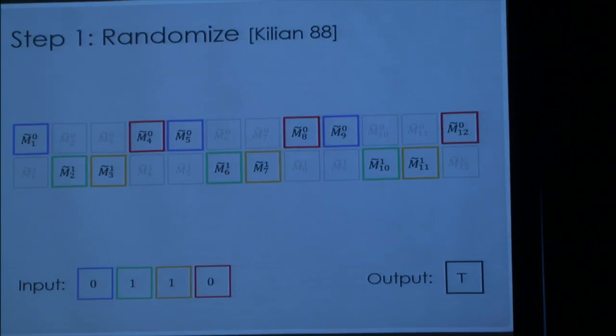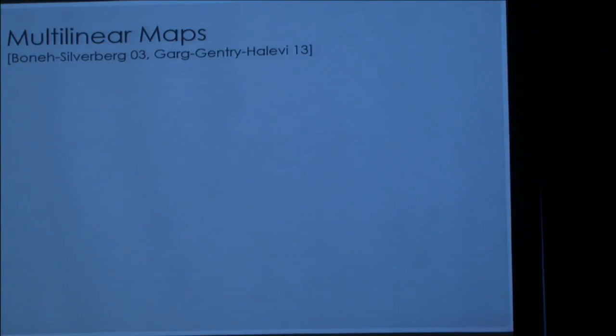So we're not going to stop here. The next step will be to encode these matrices using a multilinear map. So I already told you what multilinear maps look like, but now we'll need to get a little more specific.